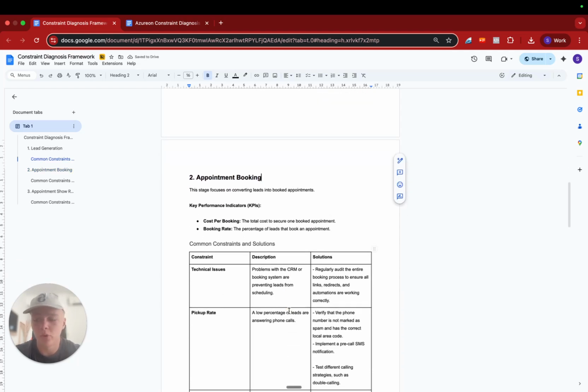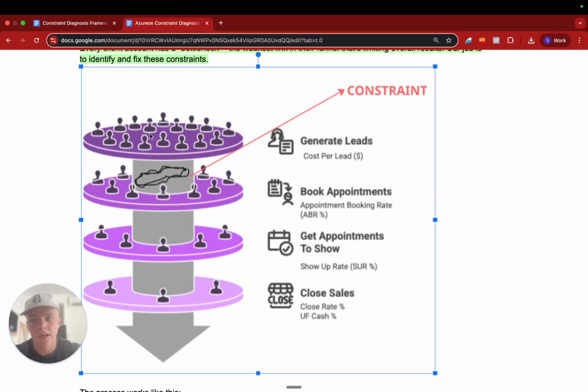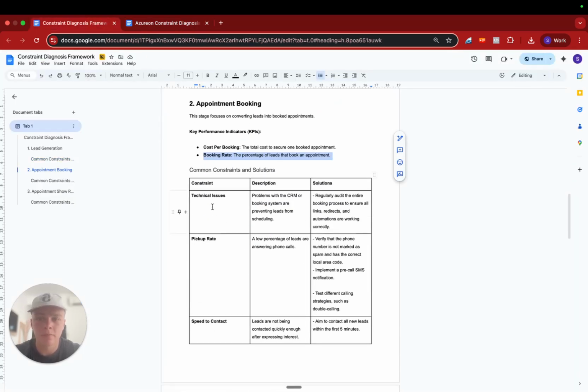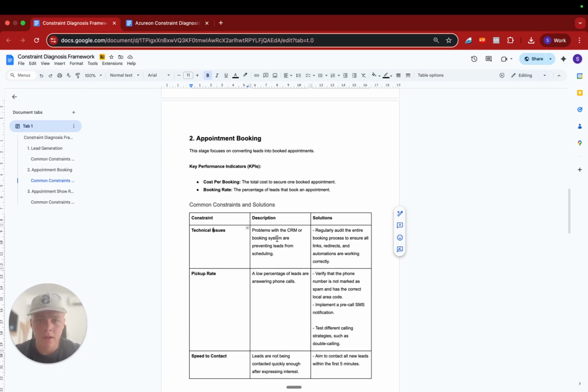Okay, appointment booking. What is the cost per booking? The total cost to secure one booked appointment is the cost per booking, and the booking rate is the percentage of leads that go to booking. So if you think here, how many leads then go to booking, that is the appointment booking rate. We always want to maximize, from the amount of leads we have, the amount of bookings we get. So there are technical issues, like is your CRM and things like that connected? That just means staying on top of things, testing things out, making sure that the integrations are working.